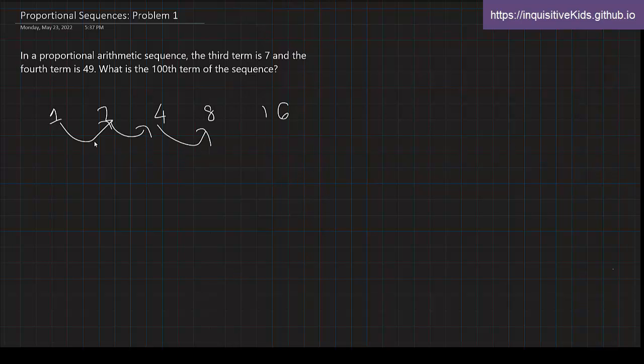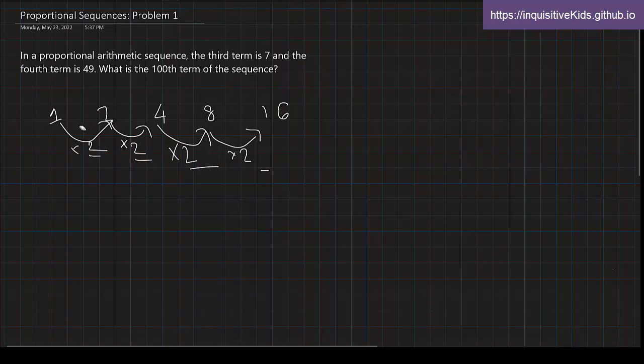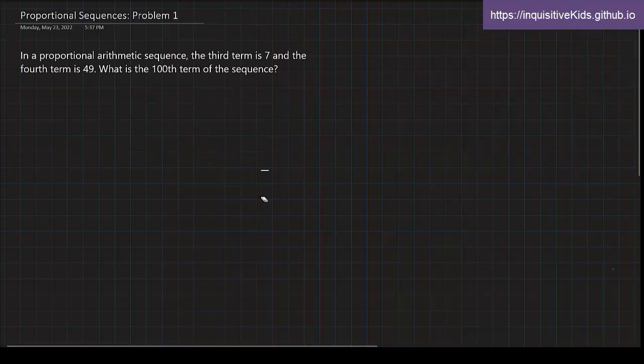For example, 1 to 2 is times 2. 2 to 4 is times 2. Another times 2 between 4 and 8. 8 and 16, times 2. This is what makes it a proportional arithmetic sequence. There is another one, too. There's all sorts of different ones, and as long as this multiplier is the same, it can be called a proportional arithmetic sequence. Let's look at the problem.